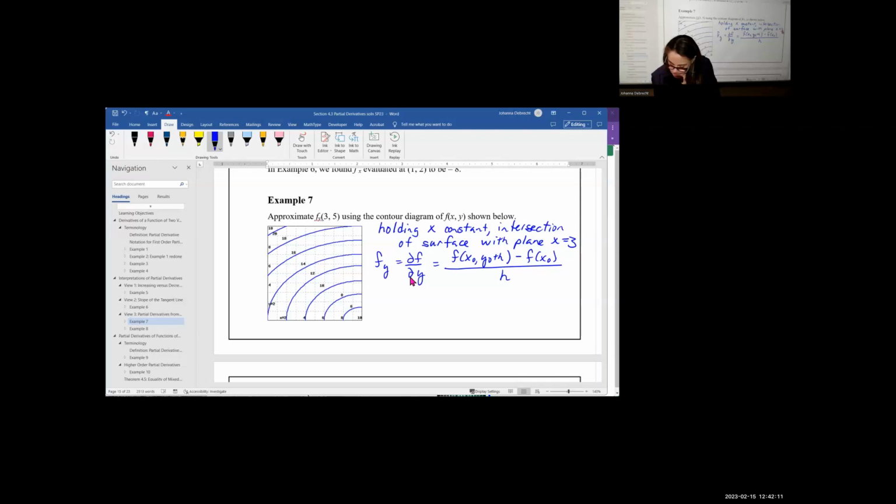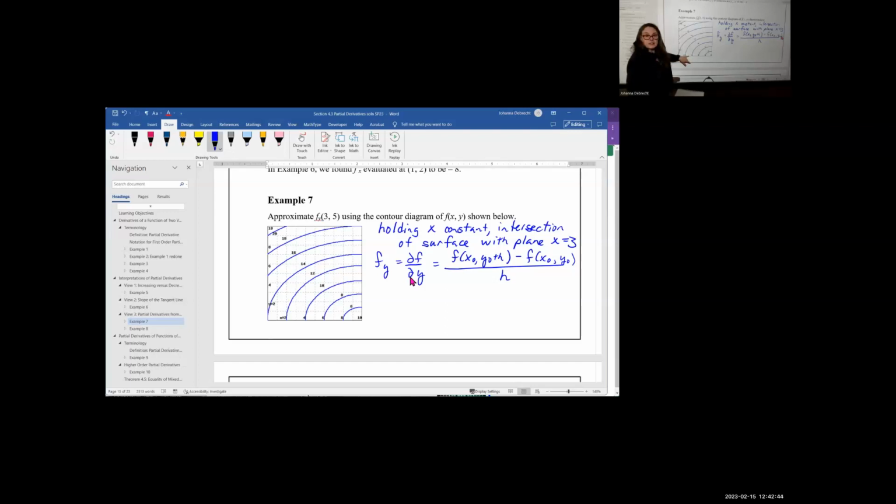I'm going to hold x constant and I'm going to vary my y. Looking at the plot right here, we're going to hold x to be a constant and change our y value. We're holding x constant at 3. So down here along the horizontal axis, locate x equal 3, which looks like it's right in between the second and third curves at the bottom.